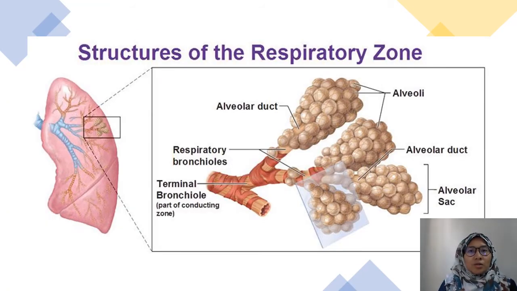This is the structure of the respiratory zone, starting from the terminal bronchiole here. Terminal bronchiole ni masih conducting zone. So lepas dia terminal bronchiole, it will enter the respiratory bronchioles and then the alveolar duct. And then you nampak a bunch of fruit macam buah anggur, a bunch of grapes. This is the alveoli. Satu kantung ni namanya alveolar sac. Sac tu kantung.